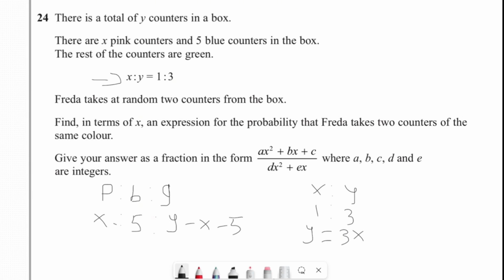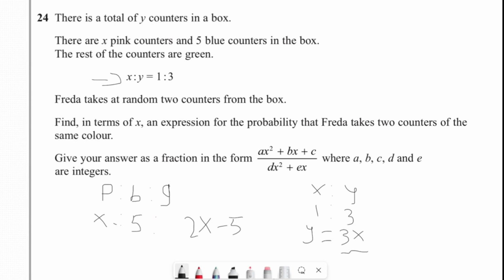So then what we can do is replace this y term here with 3x since it's equal. So let's quickly do that. And then this simplifies. So 3x minus x, as we know, is 2x. So we can replace this with 2x. And there we go, that's our new ratio.